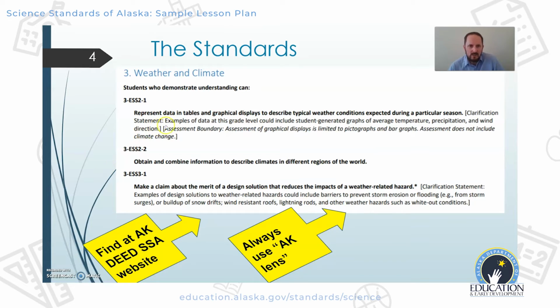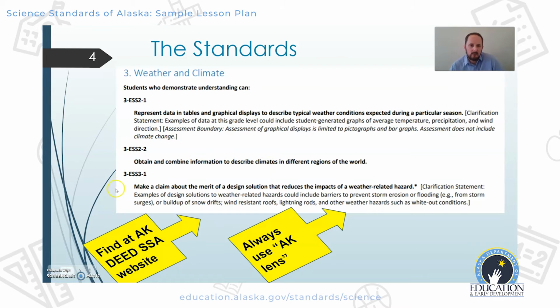The first one says, represent data in tables and graphical displays to describe typical weather conditions expected during a particular season. Just note that there are some clarification statements and some assessment boundaries, like we're going to be limited to pictographs and bar graphs, and it doesn't include climate change. And the second standard says that we're going to collect some information to describe climates from around the world.